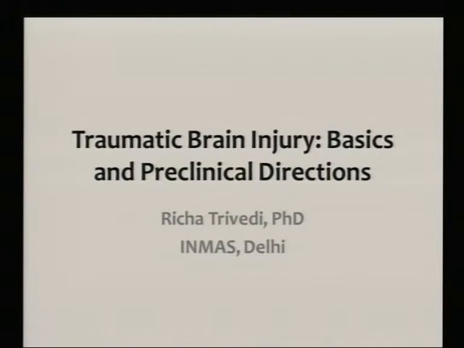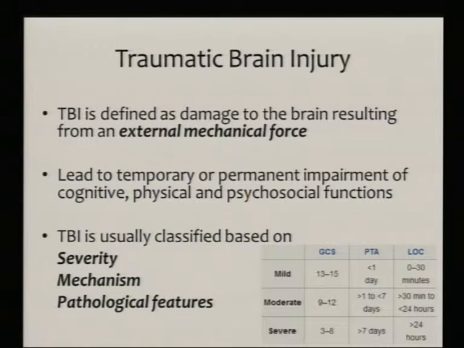The topic of today's talk is traumatic brain injury: basics and preclinical directions. As we all know, TBI is defined as damage to the brain resulting from an external mechanical force such as acceleration, deceleration, impact, blast, or penetration by a projectile. Because of the external mechanical force, the brain gets damaged and deformed. So it leads to temporary or permanent impairment of cognitive, physical and psychosocial function.